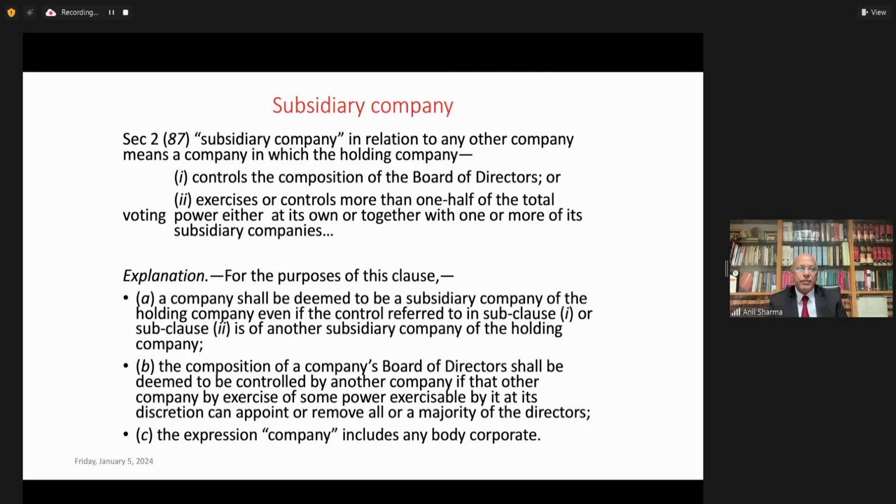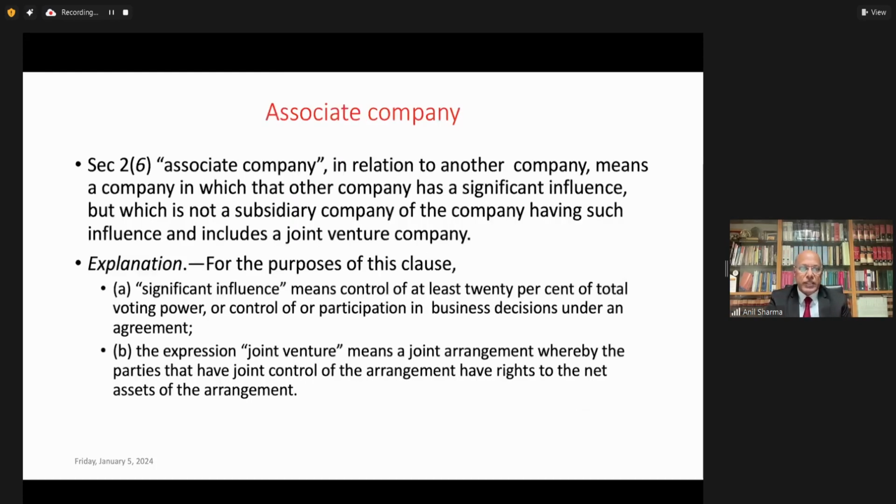Subsidiary company definition, subsidiary company relationship comes through two ways. One is the control of the composition, and the other is the voting power, which is if he exercises or controls more than one half of the total voting power, or if they control the composition of the board of directors, then this definition of section 2(87) is to be seen.